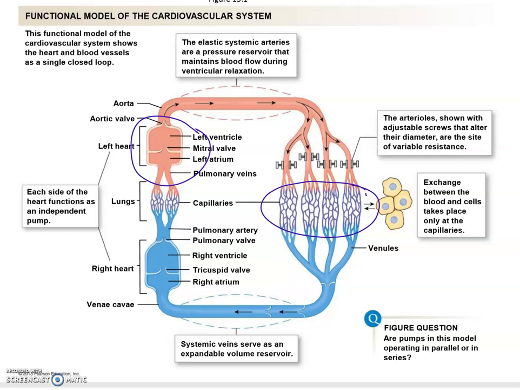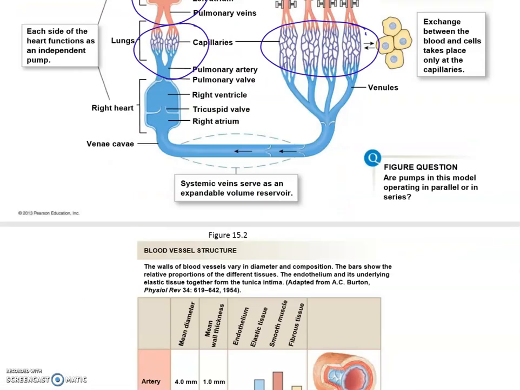Then once we come out of the capillaries, we're going to have to collect the blood into venules, into larger and larger vessels until we come back to the right side of the heart, go up to the lungs for reoxygenation. We'll start all over.